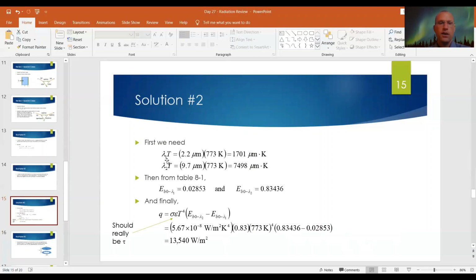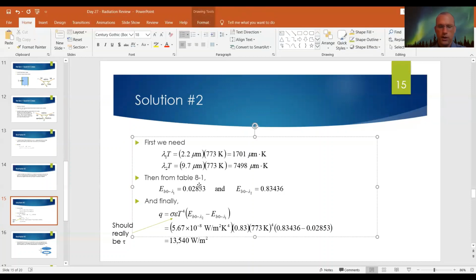So a couple things we need, lambda 1 times T. I want to find the fraction of energy emitted basically between 2.2 micrometers and 9.7 micrometers. So 2.2 micrometers, 500 Celsius is 773 kelvins. That gives me 1701 micrometer kelvins for my lower bound. Upper bound, 9.7 times 773 gives me about 7,500 for my upper bound.